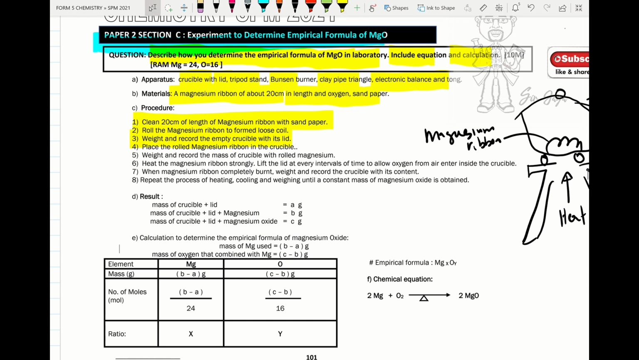Weigh and record the mass of the empty crucible and its lid. Place the rolled magnesium ribbon in the crucible. Weigh and record the mass of the crucible with rolled magnesium. Heat the magnesium strongly, please put this word. Lift the lid at intervals of time to allow the oxygen from the air to enter inside the crucible. When the magnesium ribbon is completely burned, weigh and record the crucible with its content. Repeat the process of heating, cooling, and weighing until a constant mass of magnesium oxide is obtained.